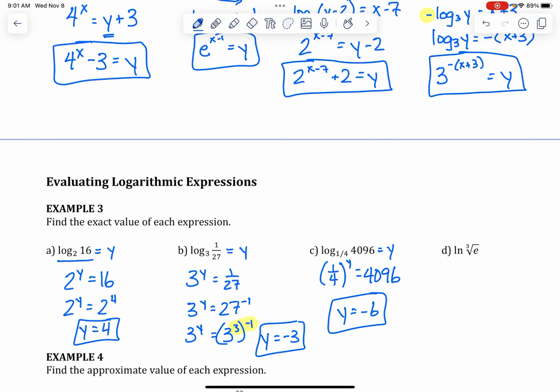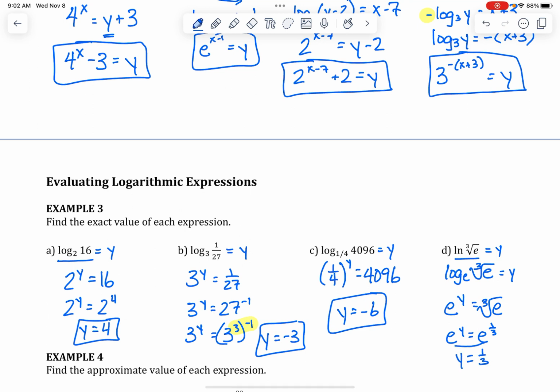And just to drive this point home, when you have a square root, or in this case a cube root, we have the natural log. So you can write this as log base e if it helps you to write that there. And then you can write this as the cube root of e, and you can set that equal to y. And then if you want, you can write e to the y equals the cube root of e. Now, if you remember what the cube root is written as a fraction, this becomes very easy. So e to the 1/3 is what a cube root is, and so your answer is going to be 1/3.